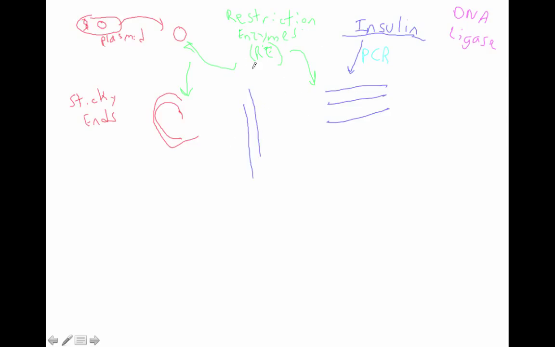And if you notice, this restriction enzyme cuts it in the exact same way, so we still get these sticky ends. And you'll notice that this sticky end of the insulin gene and this sticky end of the plasmid match each other. So when you mix them together, this will land right here, this in here. In fact, why don't we just draw it on here? It'll land just like this, and it's right there in the plasmid.